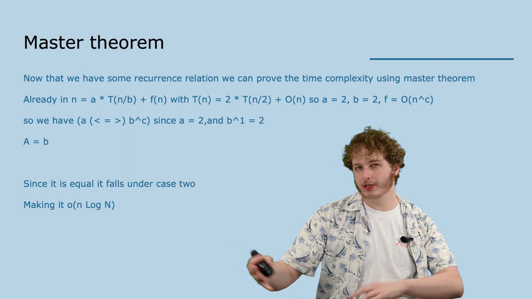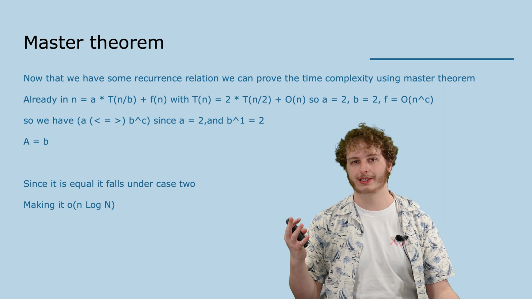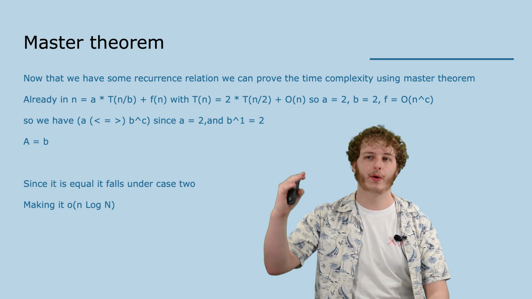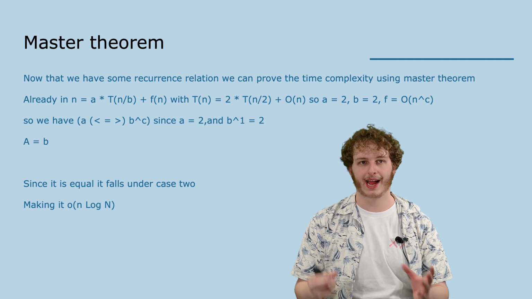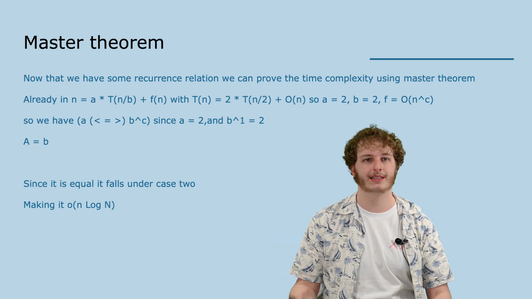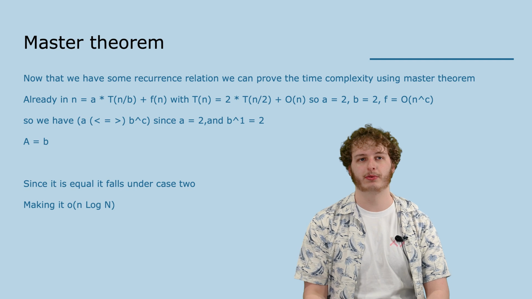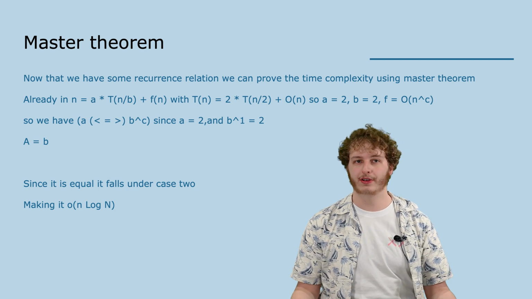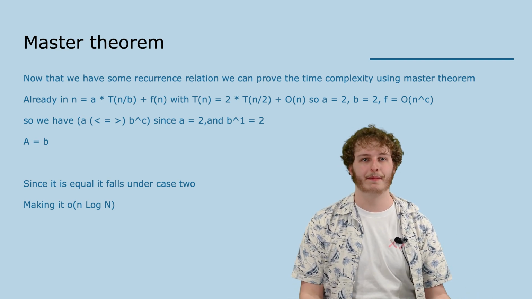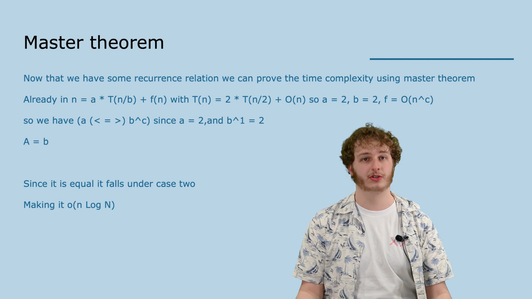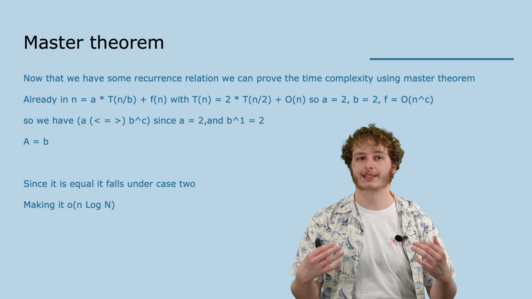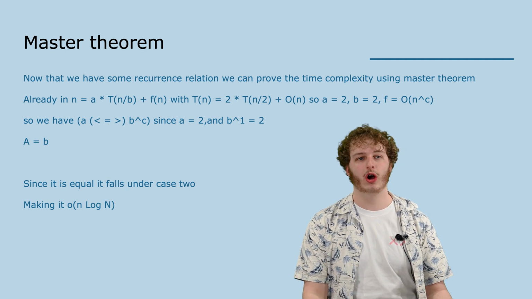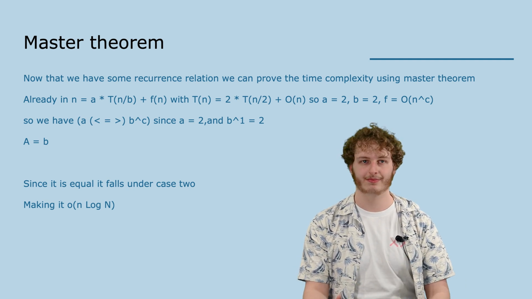I haven't included a picture of it here because I know you will get it provided in your exam, but I'd recommend at least knowing each of the 3 conditions. You don't have to really realize what they actually output is, as you'll have that in the exam, but understanding the 3 conditions is pretty important. Now, obviously here, we've got a is 2, and b to the power of 1 is 2, because b is 2. So we have a equals b. So that falls under the second case of the master theorem, making it O(n log n).